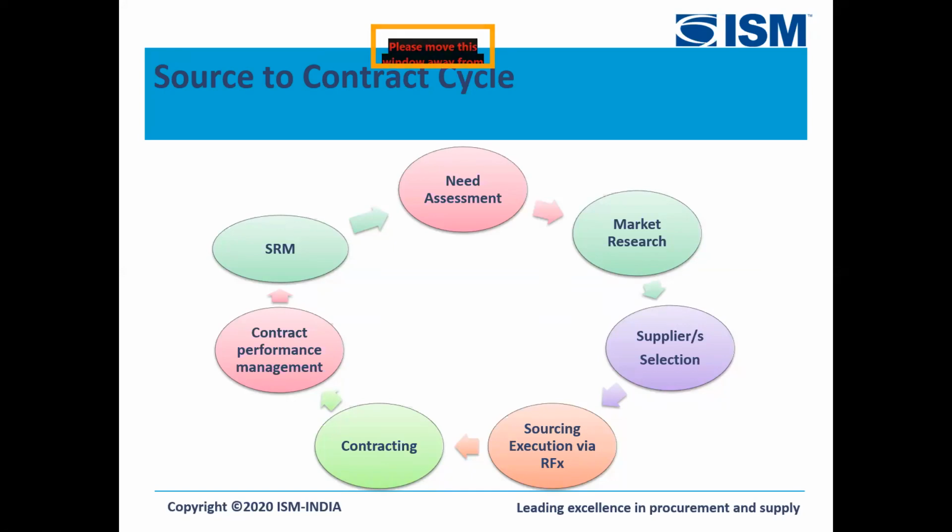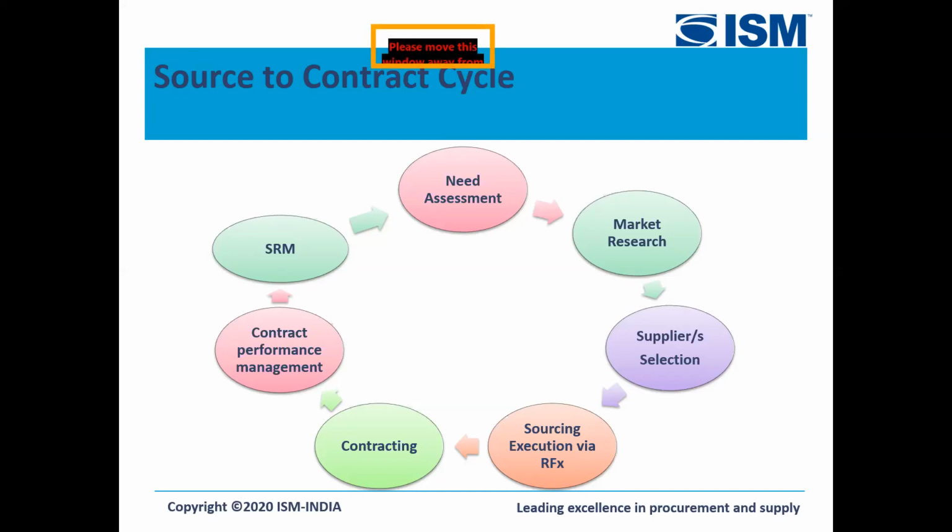Then the next part is contracting. Contracting would cover a lot of discussion around the terms of purchase and also the legality of purchase, not just the pricing point. Then what kind of contract has to be done, whether it has to be a fixed price arrangement or a time and material arrangement, or else a definite kind of contract or a value-based contract. So all that is driven here.